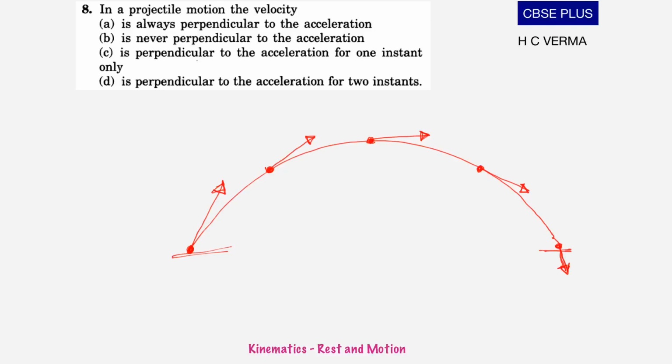Now we have the statements here. At what time is it perpendicular to the acceleration? Throughout the projectile motion, the direction of acceleration is downward towards the center of the earth, and that acceleration is actually g, acceleration due to gravity. So the direction of g is this in every situation.